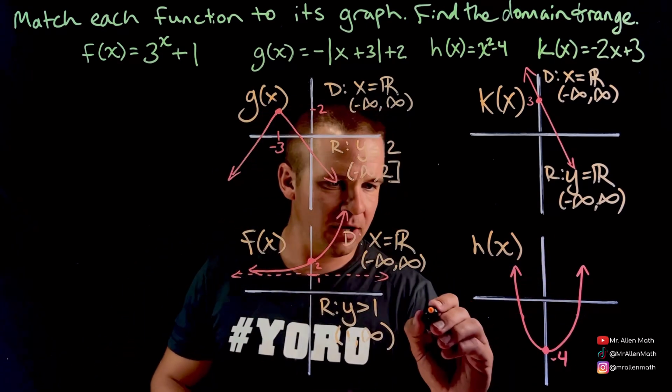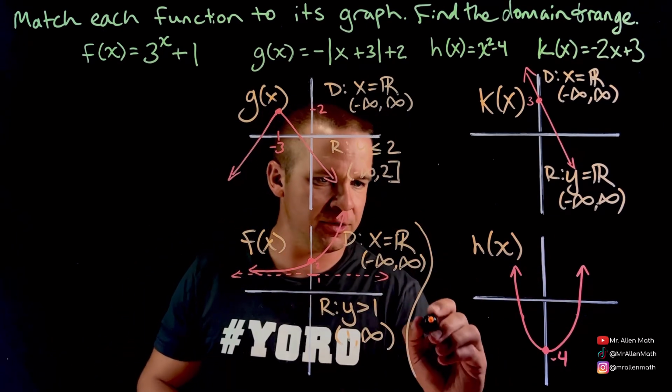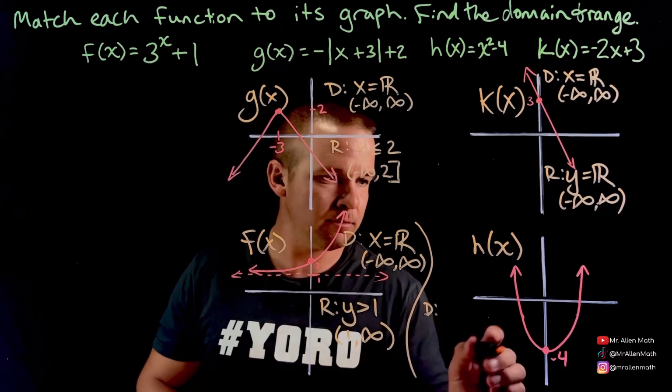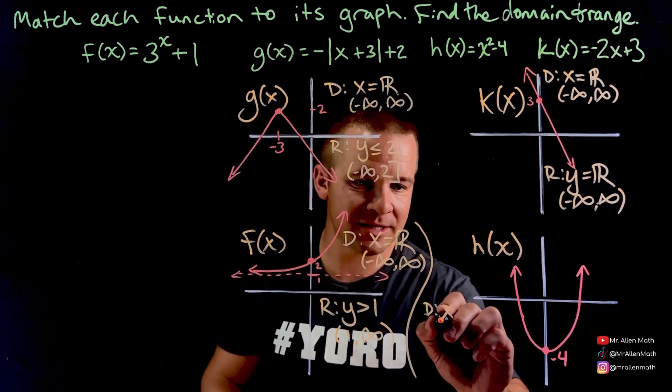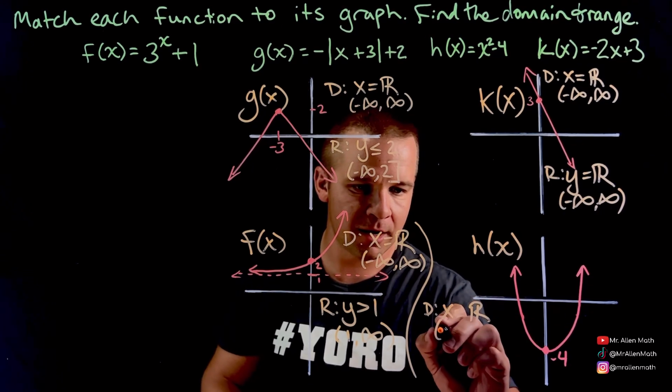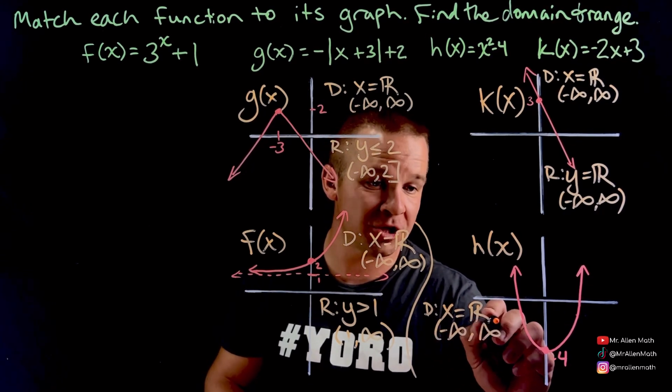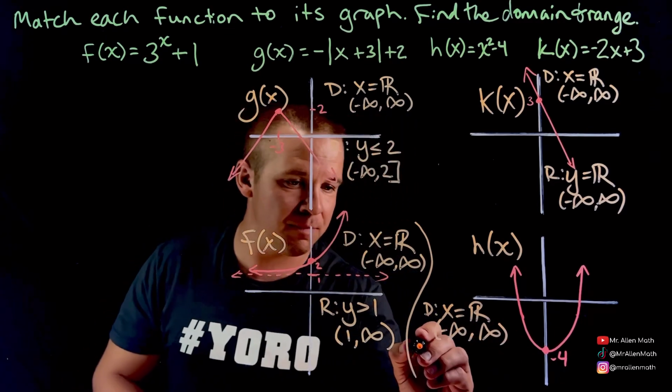So domain, I'll just come over here. Let's draw a little line here so we don't get mixed up. Domain, does it ever stop going to the left? Does it ever stop going to the right? No, it does not. So x is equal to all real numbers. Again, same note or different notation means the same thing. Negative infinity to positive infinity.